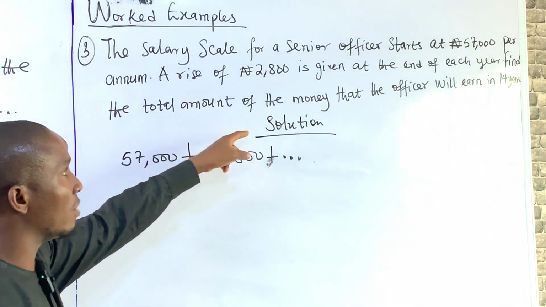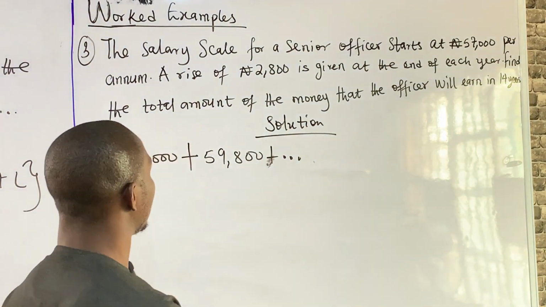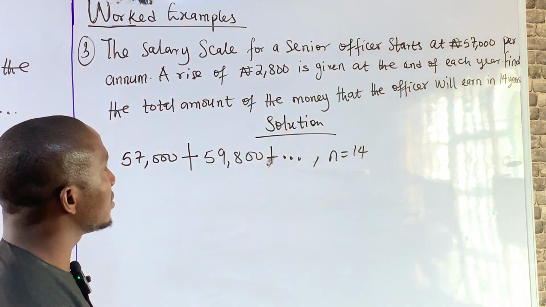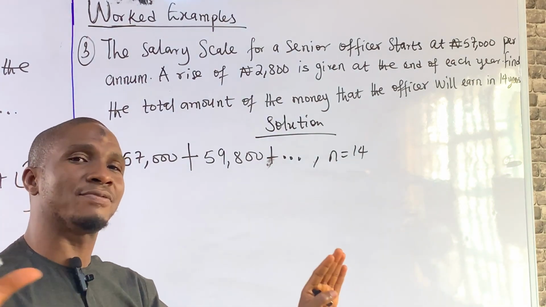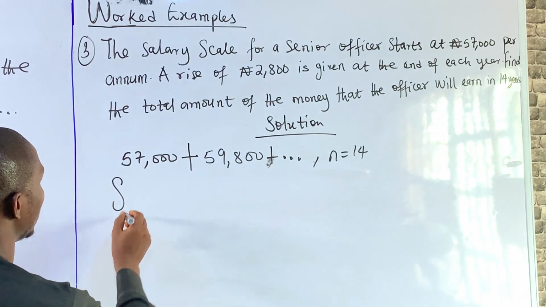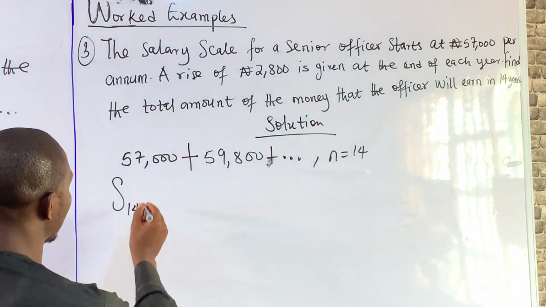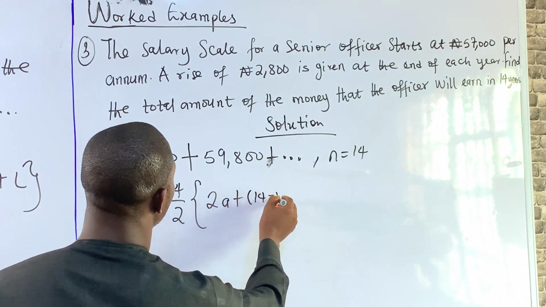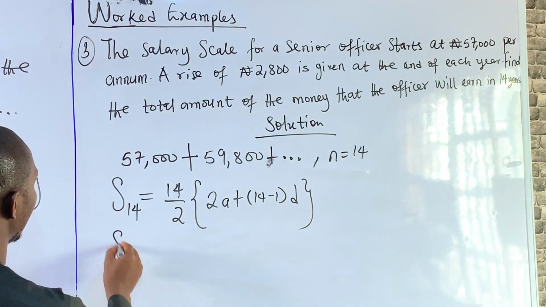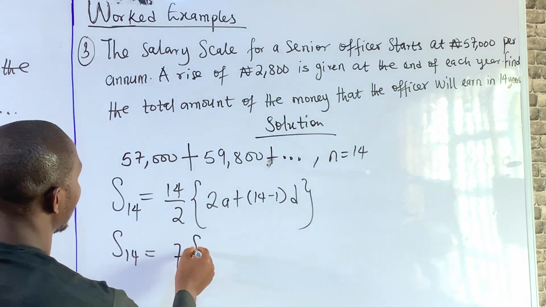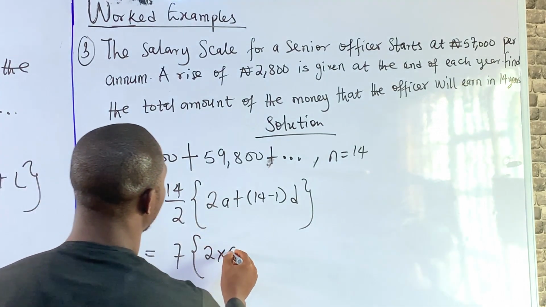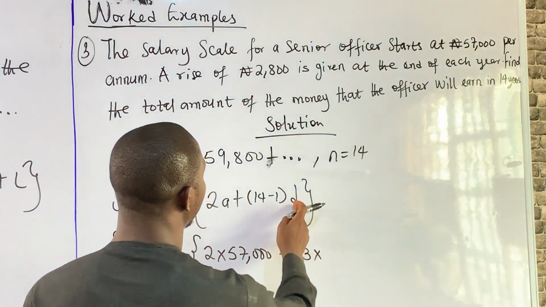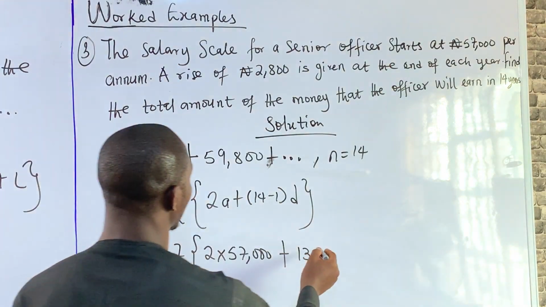Now you have to find the total amount of money that the officer will earn in 14 years. That is the sum of what the officer is going to earn for all the 14 years. The sum of all the money for 14 years will be 14 over 2 into bracket 2a plus bracket 14 minus 1, then d. Now looking at this, 14 divided by 2 is 7. 2 times a is 57,000 plus 14 minus 1, which is 13, times d. The common difference, that is the rise, is your 2,800.